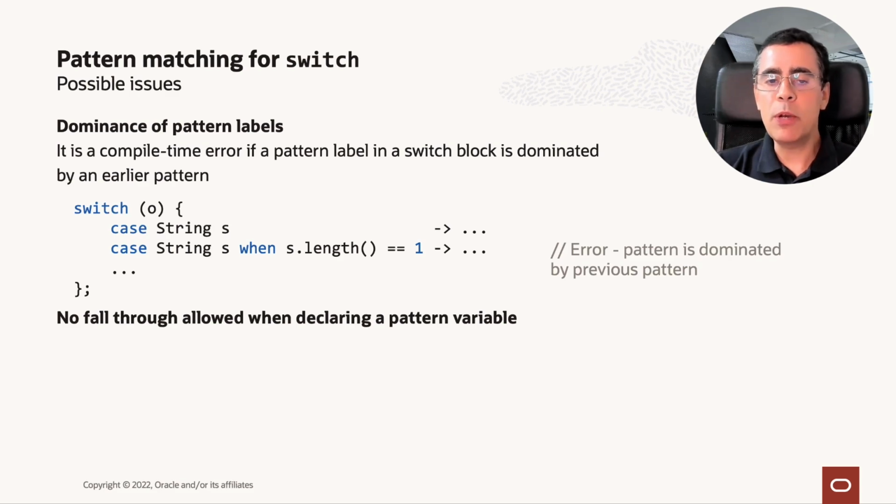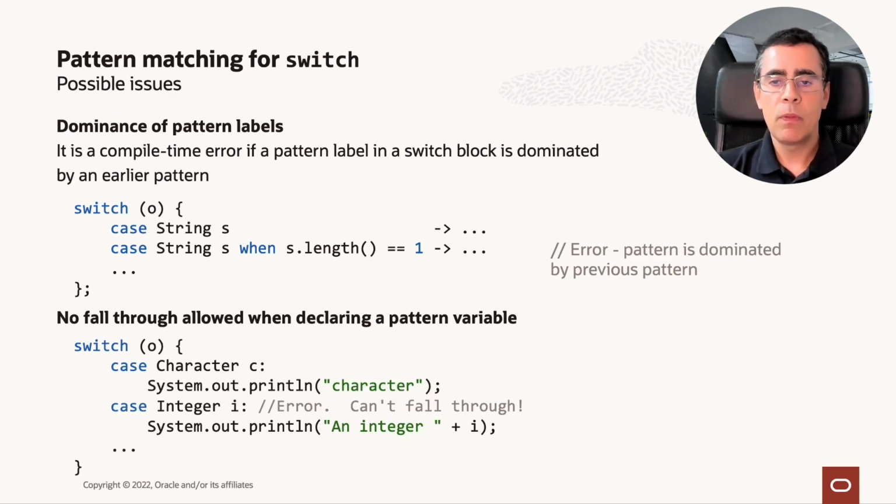Another new possible error is to have fall through when declaring a pattern variable. In this example, if the variable was a character, it would print character, but then, as there is no break statement, execution would flow to the next case label, and since the variable I declared in the second pattern would not have been initialized, we would get an error. It is therefore a compile time error to allow flow through to a case that declares a pattern. Falling through a label that doesn't declare a pattern is fine.